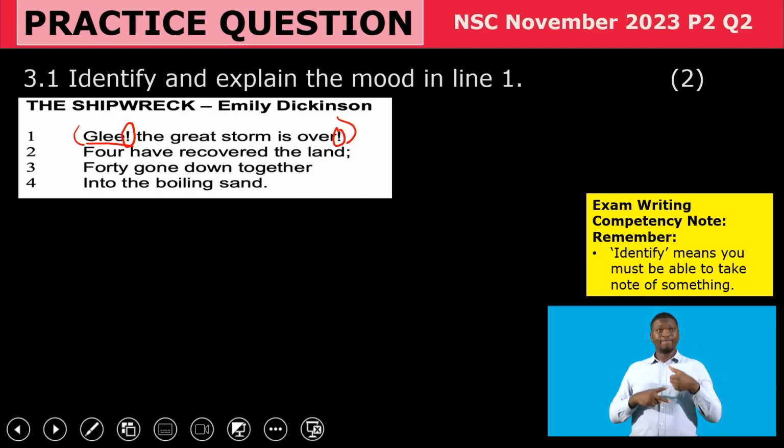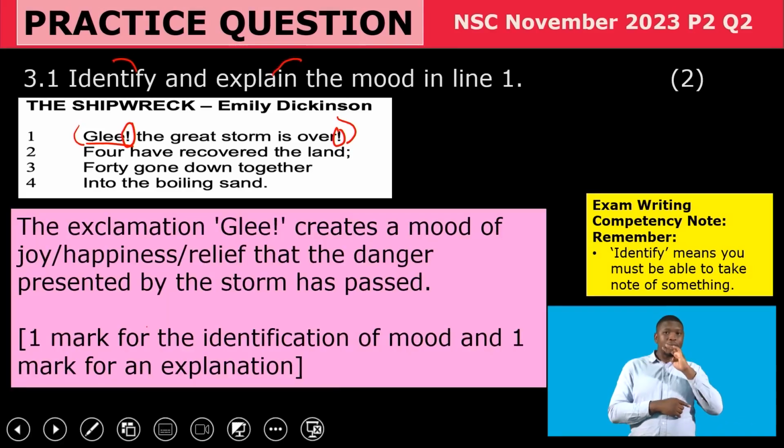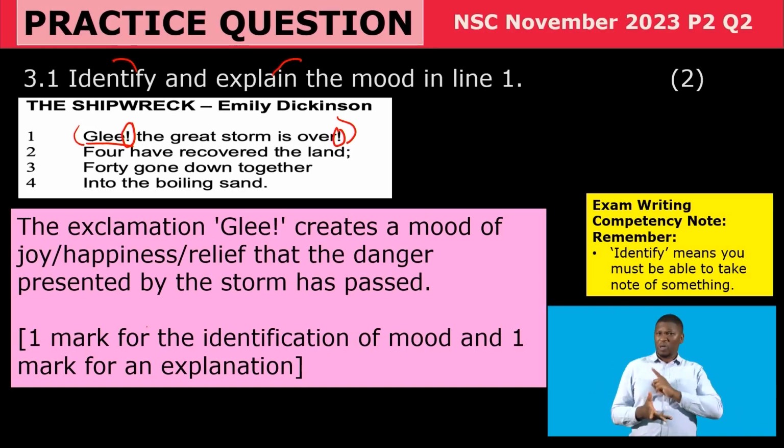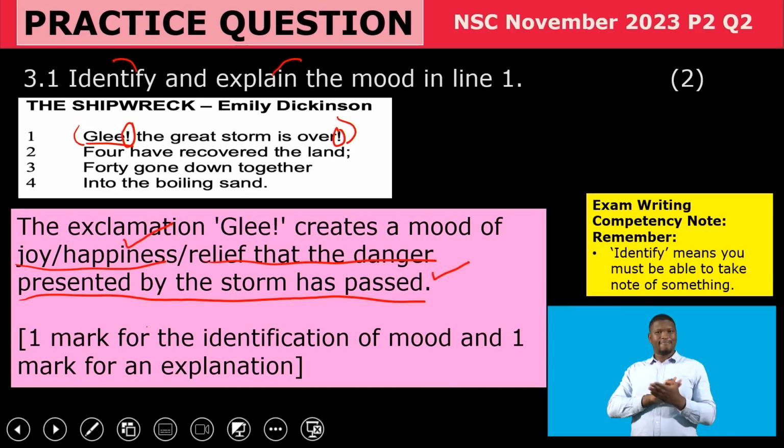And then now it's asking us to firstly identify the mood and then explain why. So we've already stipulated that the glee refers to joy or elation. And why is it that there's such joy? It's because of the relief that the danger presented by the storm has passed. So, your first mark will be given to you for identifying the correct mood. And then the second mark would be for explaining how you identified the mood.